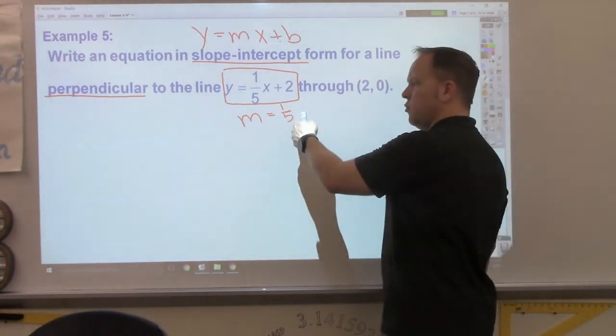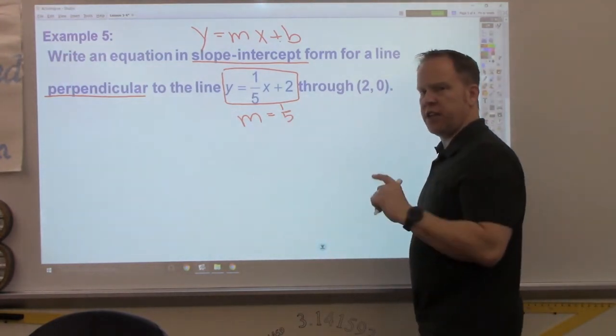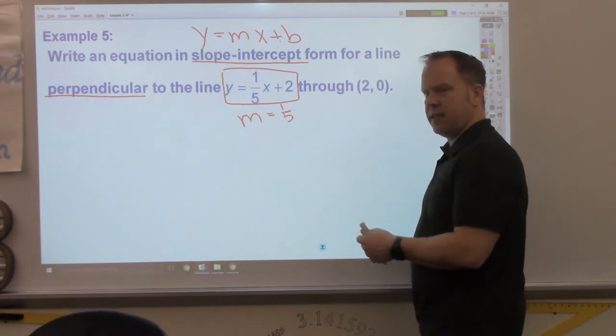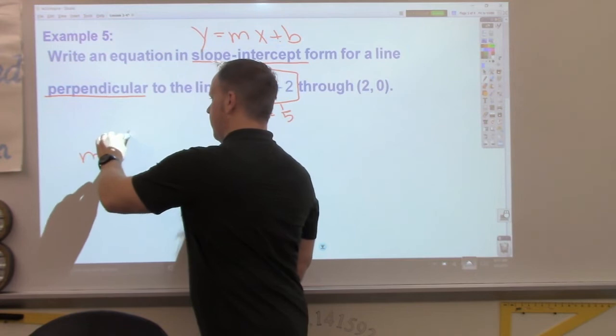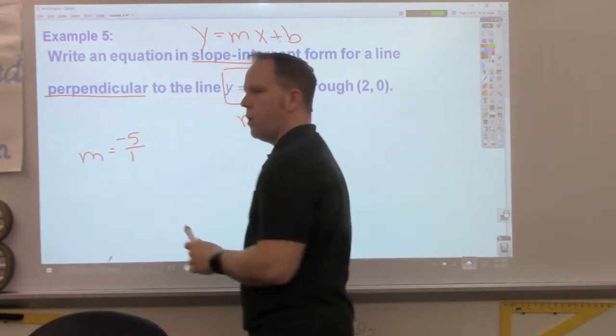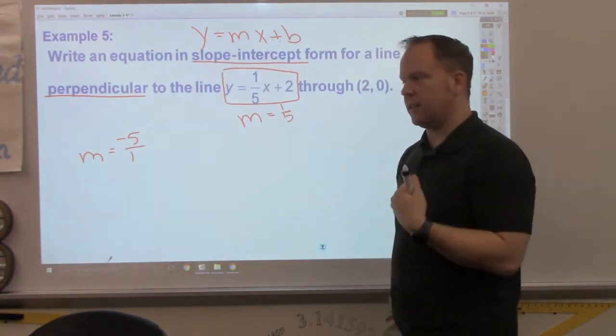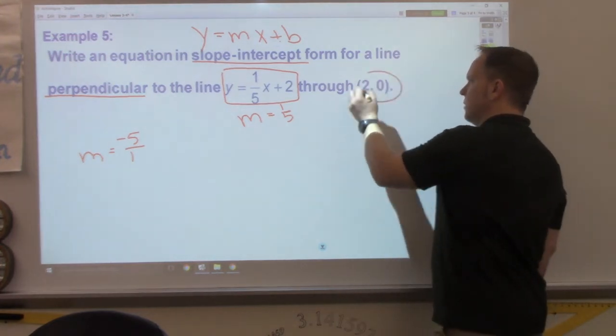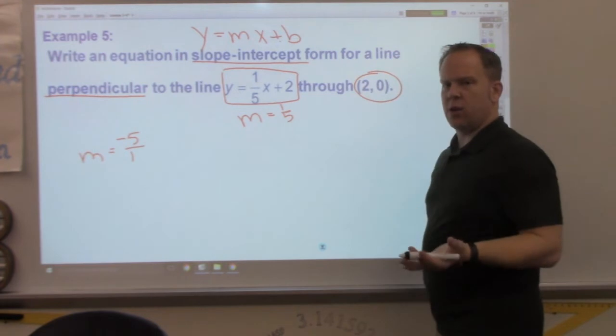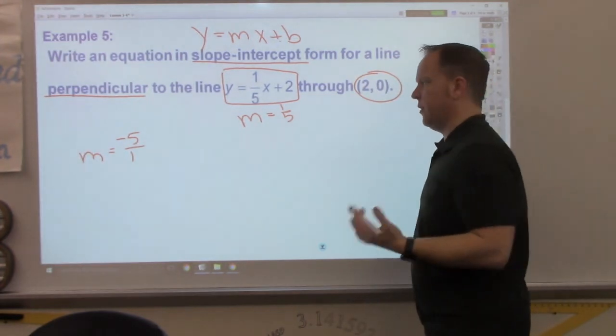So I'm not going to use 1/5. I'm going to change the sign, flip it. Negative 5 over 1. So my slope is going to be negative 5 over 1. If you want to put just negative 5, that's fine. I like to keep ratios. But it has to go through this point. So now, again, I don't know my y-intercept, so I have to figure that part out.